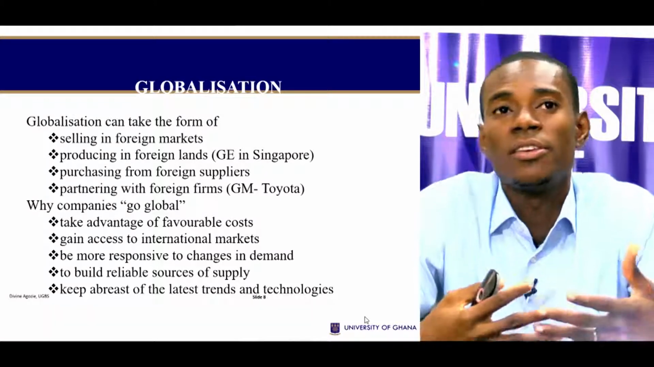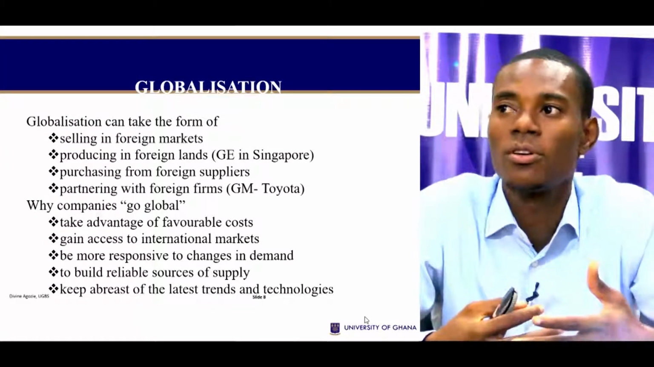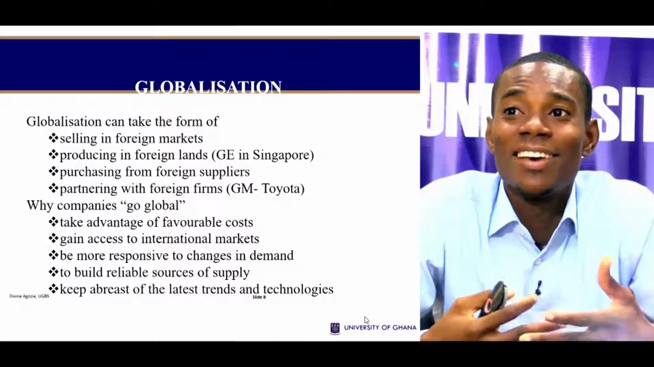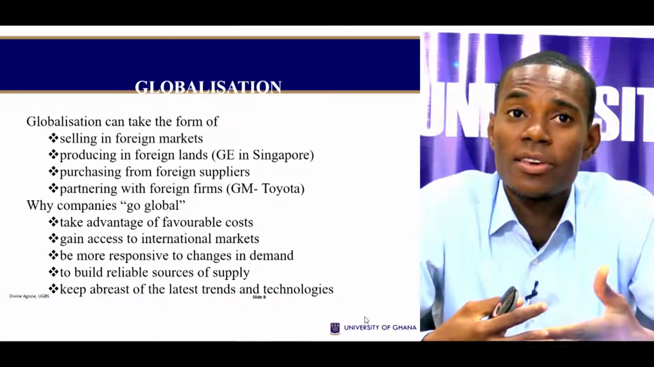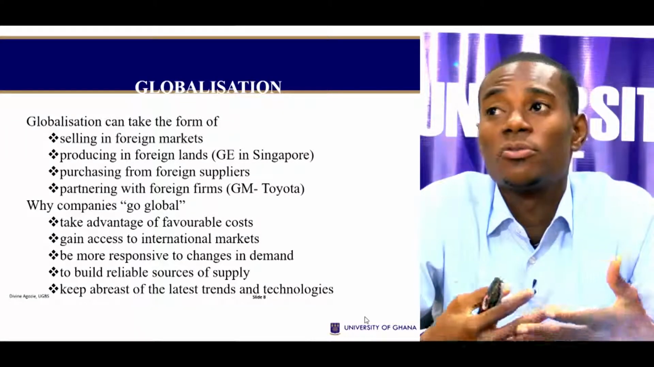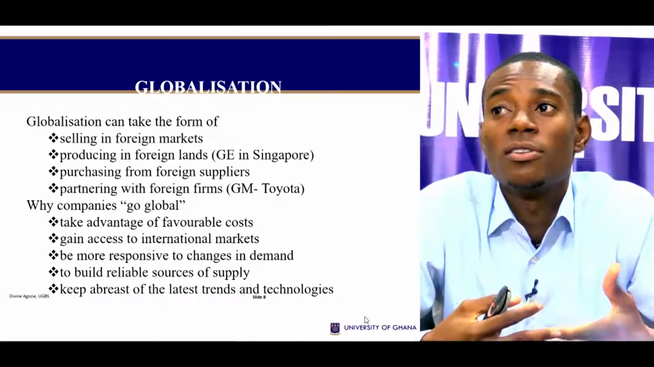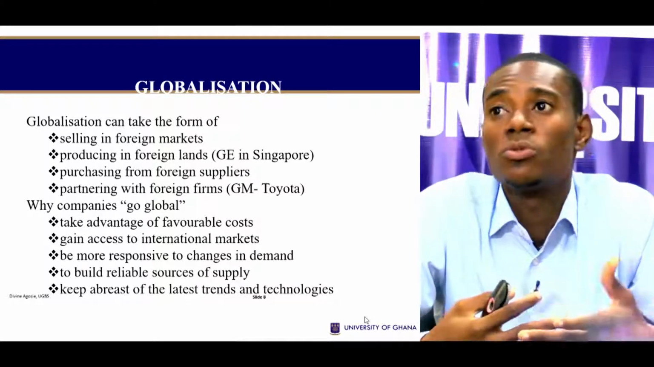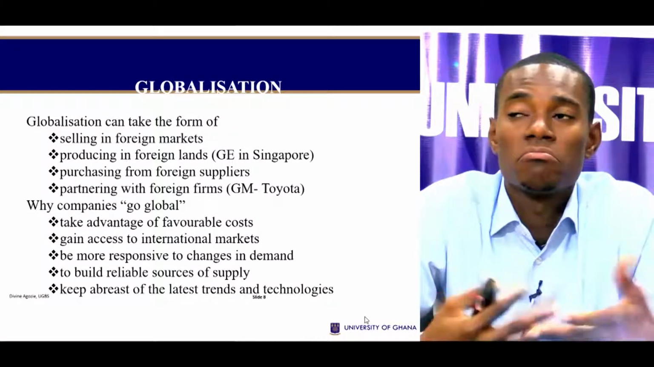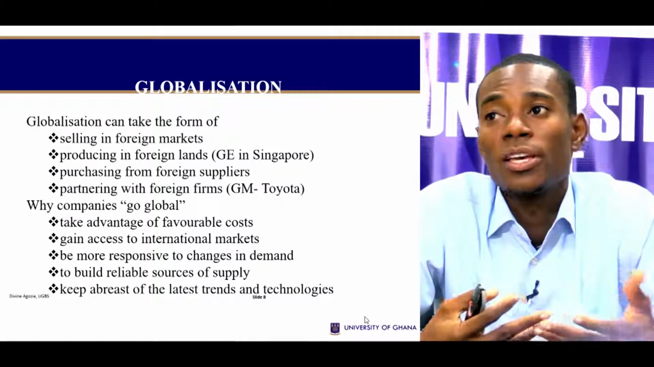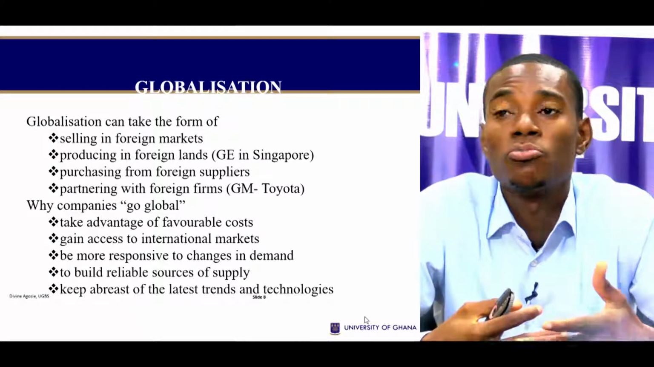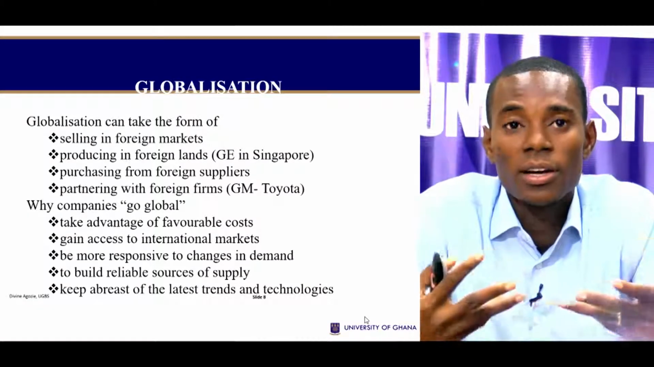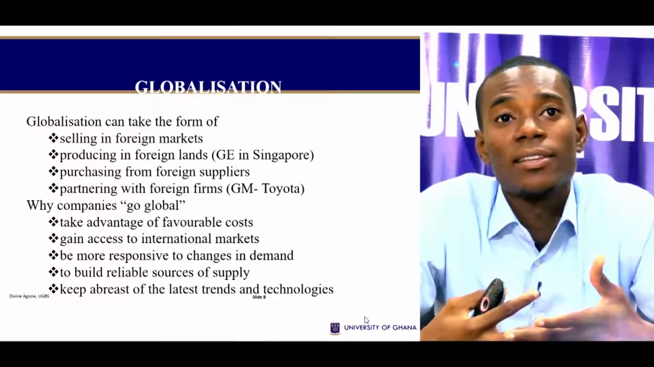Well, in the first place, I think there are newer opportunities out there. Some firms will want to take advantage of favorable costs. For instance, labor may be cheaper in some parts of the world, so you may want to take advantage of such opportunities. You'd also gain access to international markets, so you have a broader customer target.